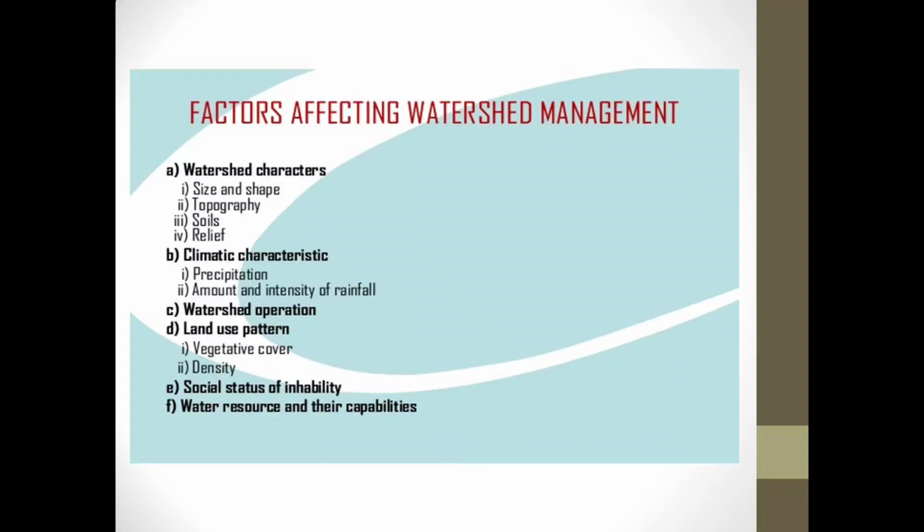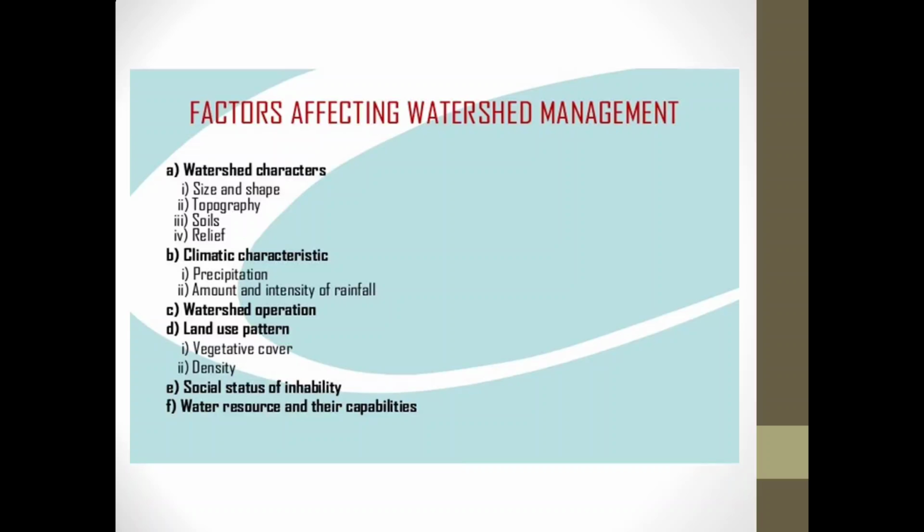There are different factors which affect watershed management. These factors are, firstly, the watershed characters. Under the different watershed characters, the first one is size and shape, the second one is topography, the third is soil, and the fourth one is relief. Then the second is the climatic characteristic.